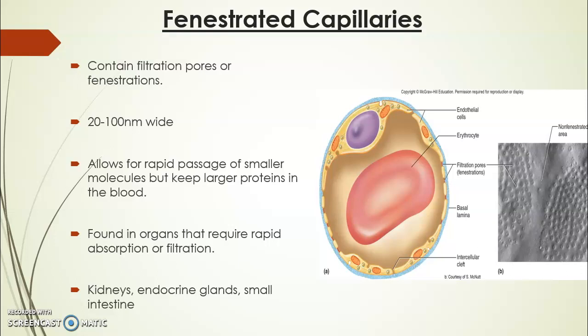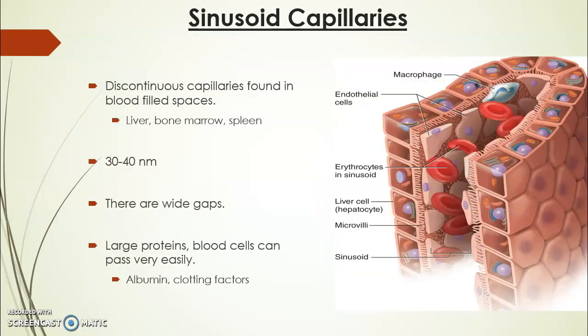So we'll see these in the kidneys and the small intestine, because this is where we're going to have a great amount of nutrient absorption. In the kidneys, we're going to have solute reabsorption as well as water, and then the endocrine glands, obviously, because we are releasing those hormones into the blood.